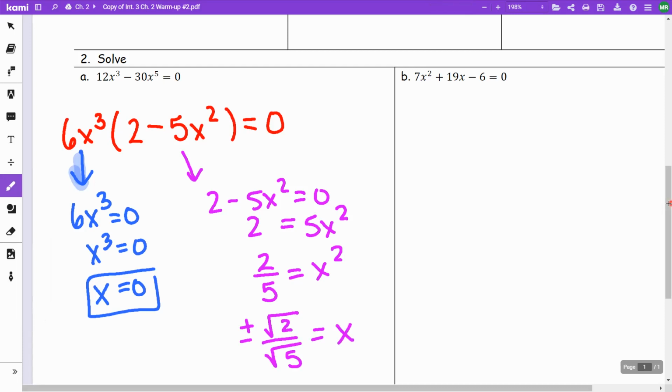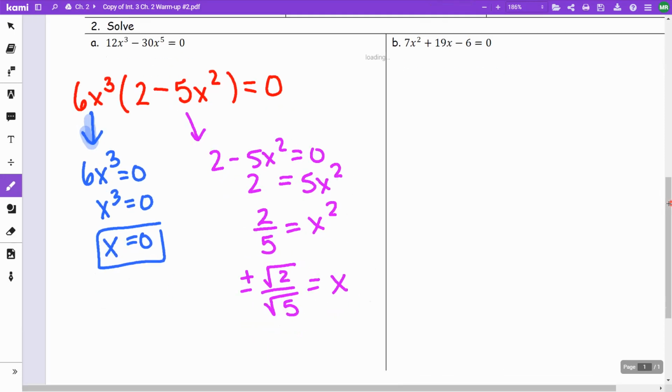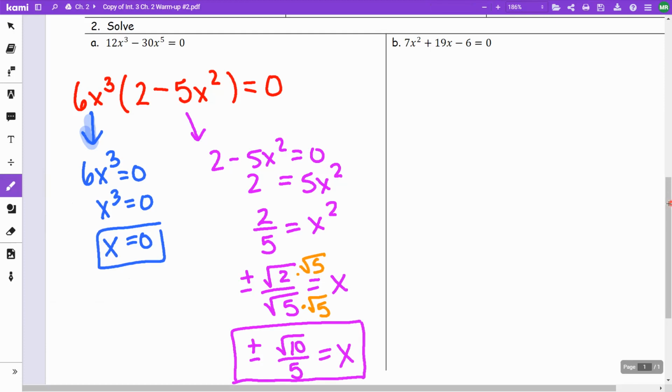Now, we want to rationalize. We do not like to have a square root in our denominator, so I'm going to times the top and bottom by root 5. And so my answer is going to be plus or minus root 10 over 5, along with my x equal 0.